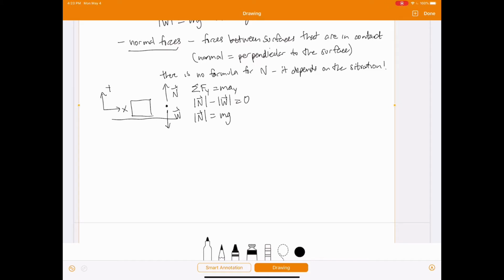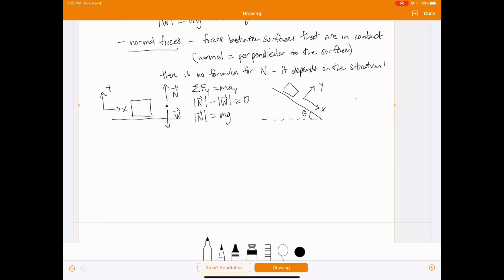But that's not just a formula you can always use, because in a different context, the normal force will be something else. Let me show you an example of that. Here, I have the same box on a ramp, and the ramp is angled at some angle, we'll call it theta. This time, I'm going to use a slightly different coordinate system. X is going down the ramp. Y is going out of the ramp.